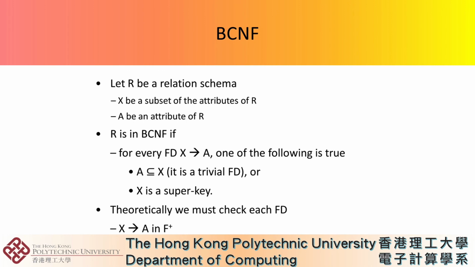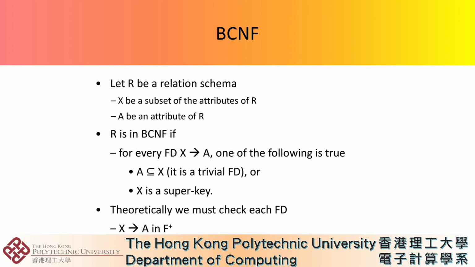The following are the characteristics of BCNF. Let R be a relation schema, X be a subset of the attributes of R, and A be an attribute of R. R is in BCNF if, for every functional dependency X functionally determines A, one of the following is true: A is a subset of X, so the dependency is trivial, or X is a superkey.